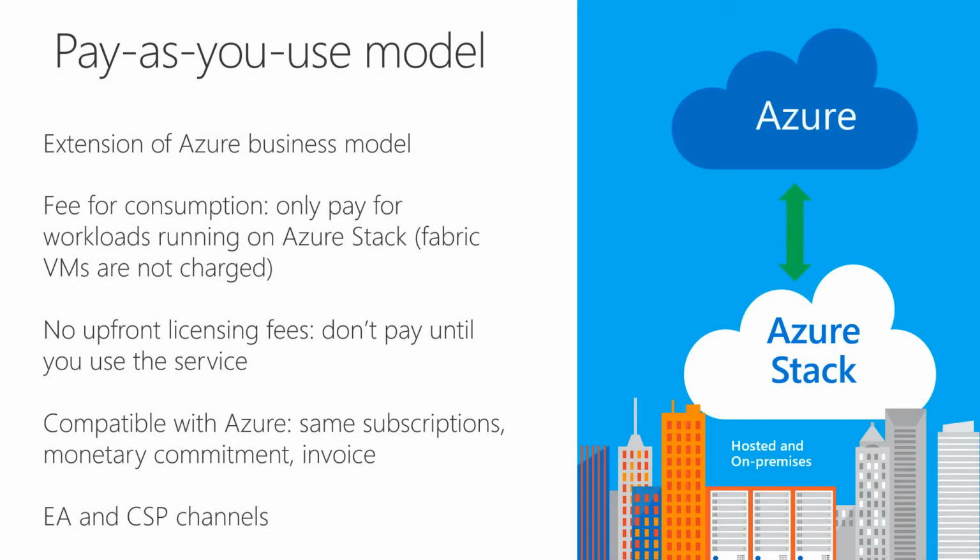The first of the two licensing models I'll talk about is pay-as-you-use, which is also sometimes referred to as the consumption model. With pay-as-you-use, as the title suggests, you only pay for the workloads that are running on Azure Stack. If you were to buy an Azure Stack system and leave it running, there is no ongoing licensing cost. The underlying virtual machines and licenses that are required to run Azure Stack are not charged for. As with Azure, there are meters that track consumption. This is billed through Azure Commerce and uses the same subscriptions, monetary commitment, and invoicing as Azure, and as we touched on earlier, both EA and CSP channels are applicable for the pay-as-you-use model.